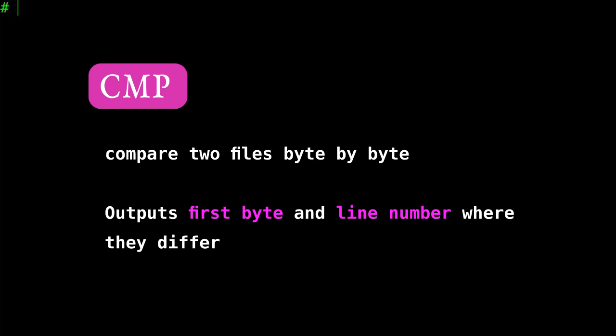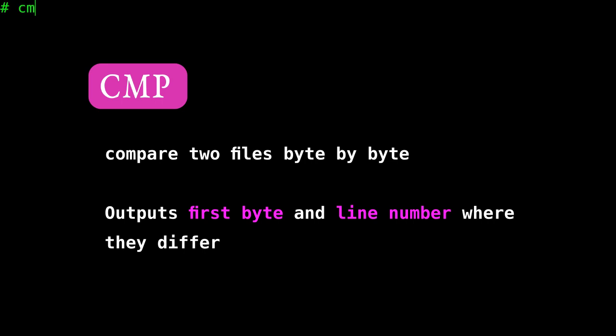The next command is cmp. The cmp command compares two files byte by byte and reports the first byte where the difference occurs. It also prints the line number. The two files need not be in sorted order in the case of the cmp command. We will be seeing it with an example.